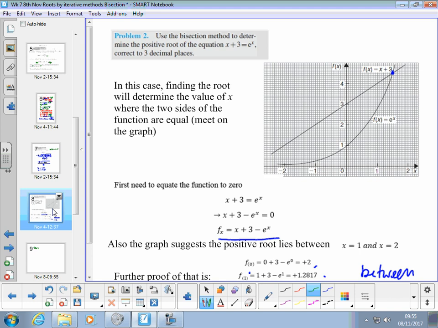And become a root. That's the point of doing that bit: it creates a function that crosses the x-axis at the same point. Because what you're doing is taking the value of e to the x and taking it off, so you're moving it. Yeah, no? So that's the only reason for doing that bit.